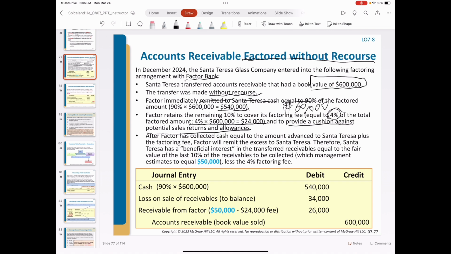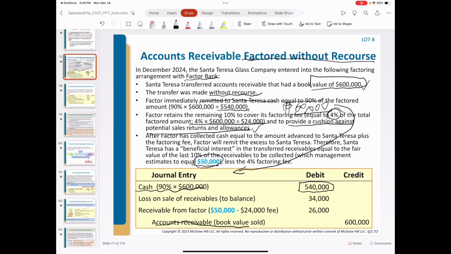Since there are potential sales return and allowance, the actual value may not be $60,000. In this example, the estimated amount was $50,000, which is $10,000 lower than the 10% of the book value of the receivables. This $10,000 actually is the additional loss of the transfer or sale for the sellers of the receivables. Here we prepare the journal entry. First, for sure, the company will debit cash $540,000. That's the amount of cash received from the factor or from this transaction.